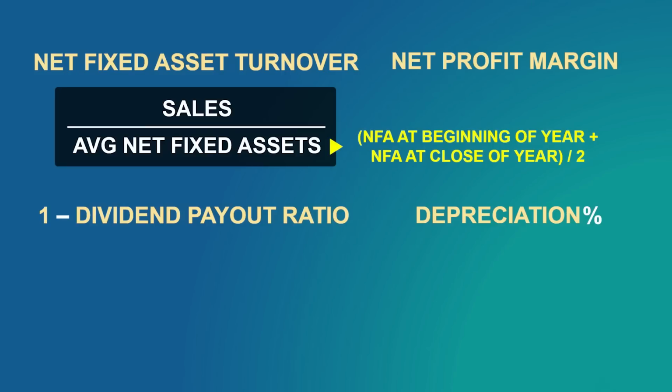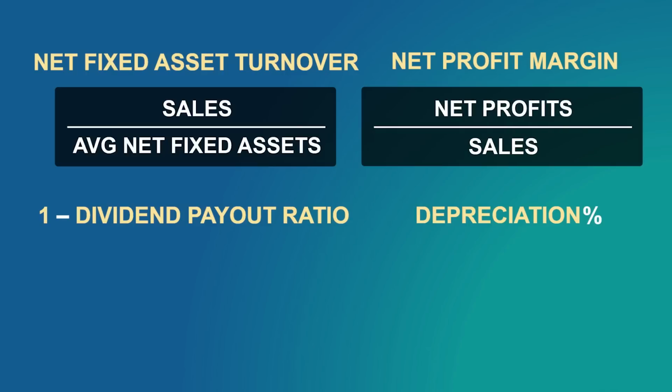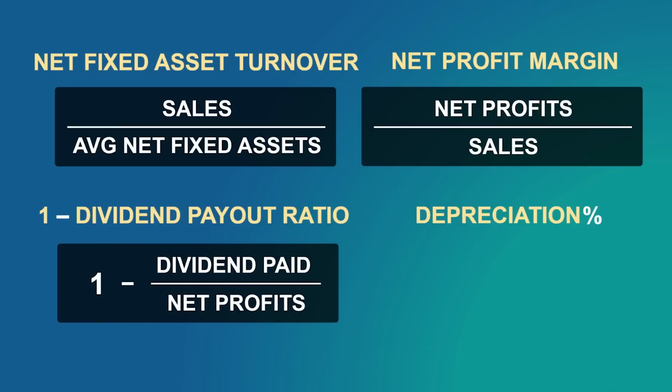It's the fixed assets of the business minus its accumulated depreciation, and we sum up the year opening and year closing values before dividing it by 2. Then we have the net profit margin, which is simply the net profits of the business divided by its sales. 1 minus DPR, or the dividend payout ratio, explains the percentage of profits that the business is retaining after paying dividends to the shareholders, which is also why it is called the retention ratio.